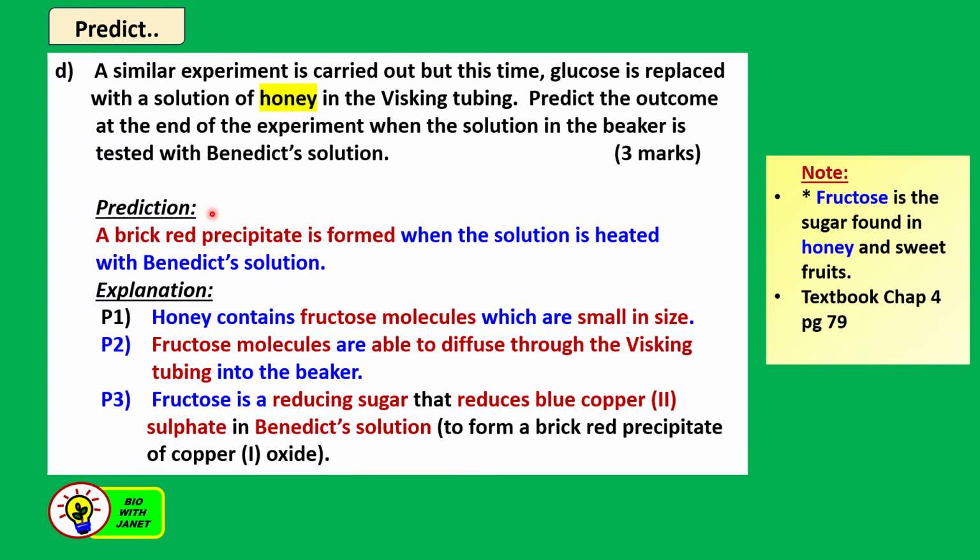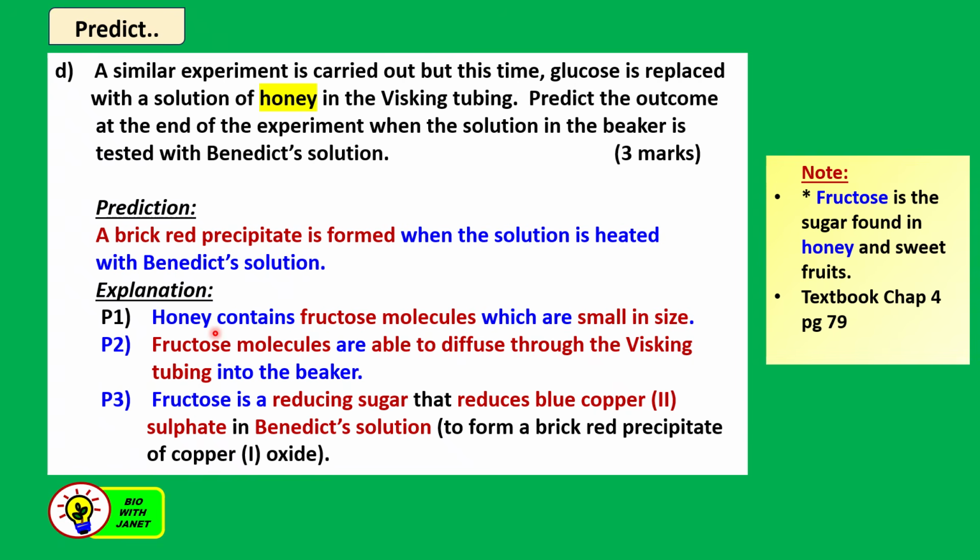So the prediction is that because honey contains fructose, the fructose is a monosaccharide like glucose, so it can diffuse out of the Visking tubing, all right, through the pores of the Visking tubing. The size of the molecule is small. So it will form a brick red precipitate when heated with Benedict's solution, because it is a reducing sugar also, okay? So the prediction is that if it's tested with Benedict's solution, a brick red precipitate is formed when the solution is heated with Benedict's solution.